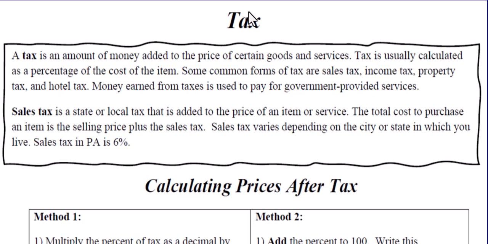This video is going to cover tax. Tax is an amount of money added to the price of certain goods and services. Tax is usually calculated as a percentage of the cost of the item. Some common forms of tax are sales tax, income tax, property tax, and hotel tax. Money earned from taxes is used to pay for government-provided services.